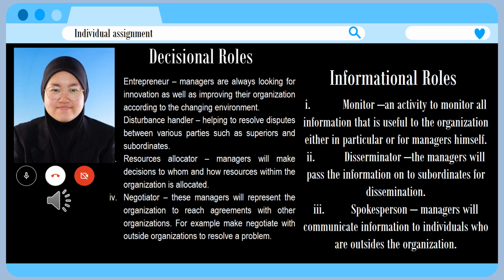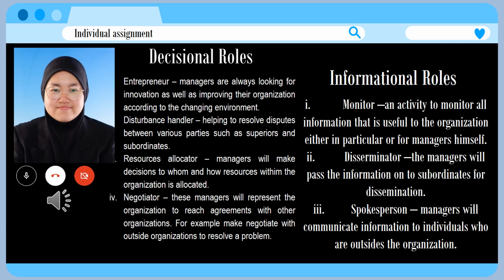The third is resource allocator. A resource allocator is a manager who makes decisions on to whom and how resources within the organization are allocated. Lastly is negotiator. The manager will represent the organization to reach agreement with other organizations. For example, management has to negotiate with an outside organization to resolve a problem.